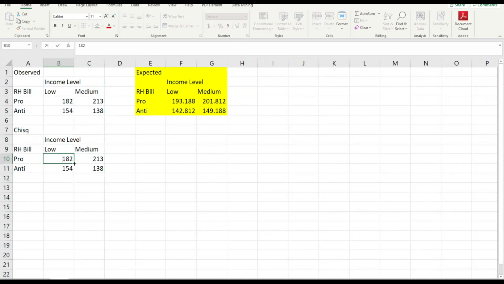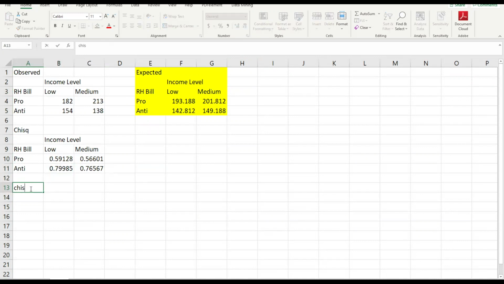Tapos the formula is equals the absolute value of this one minus this one. Tapos apply natin yung Yates correction, no, which is merong 0.5. Tapos squared divided by expected, which is this one. Then we get ganito. Okay, and then we can drag it.